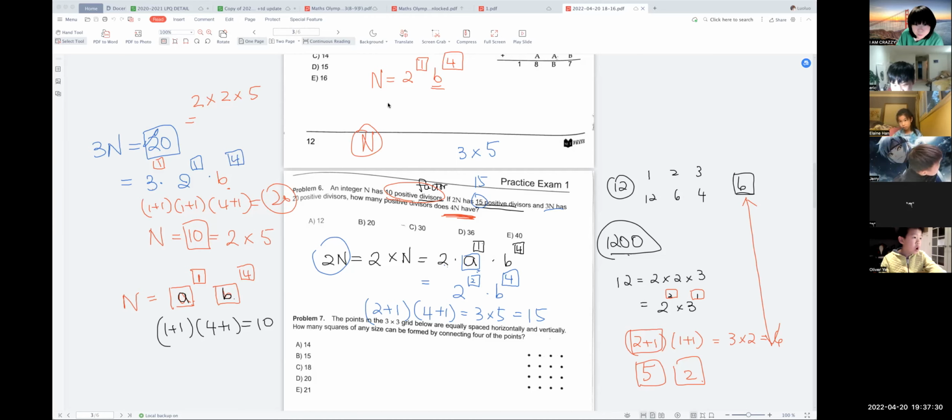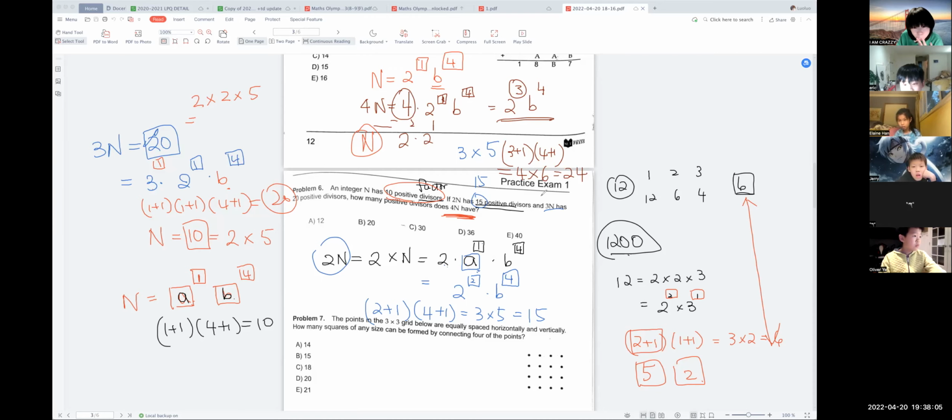And 4 times n equals what? Equals 4 times 2 power 1 times b power 4. So 4 equals what? 2 squared. So 2 squared times 2 power 1 equals what? Equals 2 power 3 and b power 4. So how many factors does this one have? 3 plus 1 times 4 plus 1. So the answer is 4 times 6 equals 24. Huh? Am I making any mistakes?